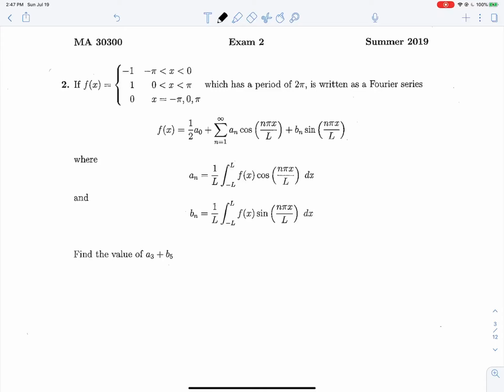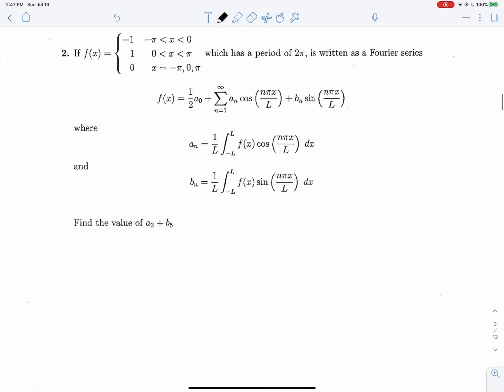We have a piecewise function here with a period of 2 pi. We're trying to find two coefficients, the a3 and the b5 coefficient of this function's Fourier series.